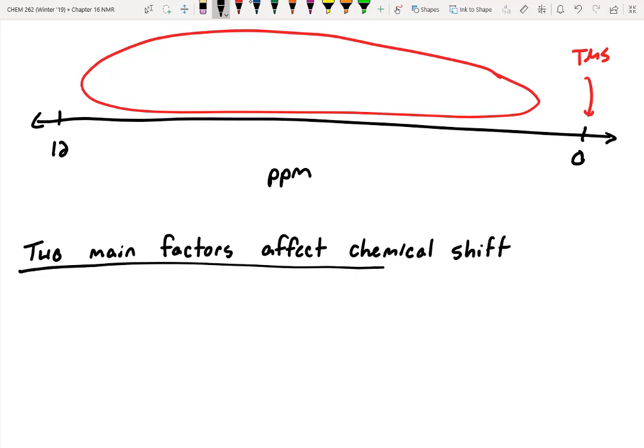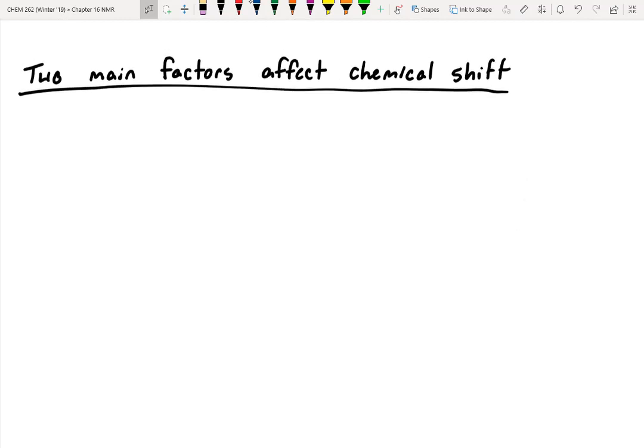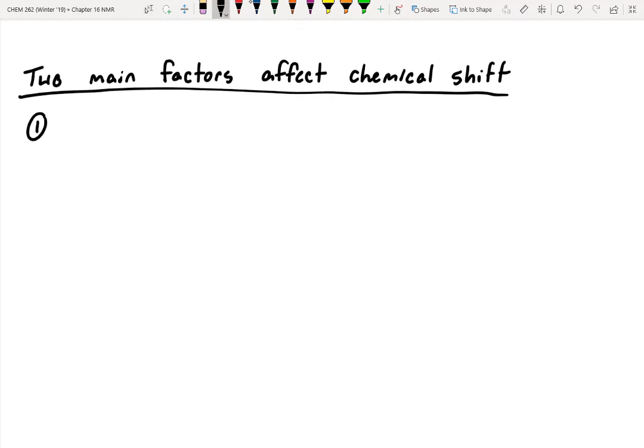And these are actually fairly easy to remember. So the first one is electronegativity or induction. Which one do you think has a larger effect? Electronegativity. So it does drop off, but induction you might see some small effects.